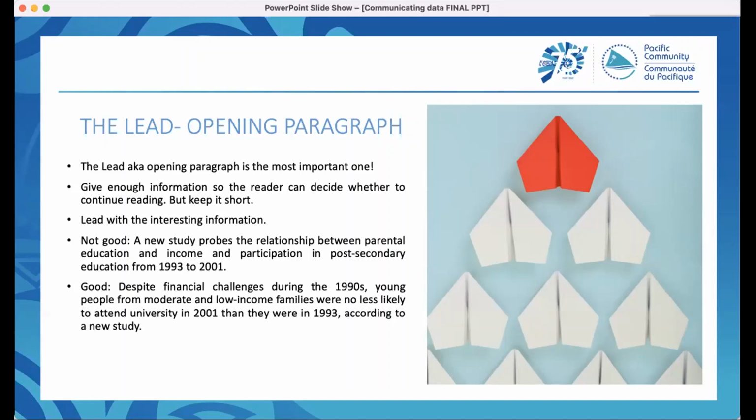The not so great one is: a new study probes the relationship between parental education and income and participation in post-secondary education from 1993 to 2001. This second one is much better. Despite financial challenges during the 1990s, young people from moderate to low income families were no less likely to attend university in 2001 than they were in 1993, according to a new study.